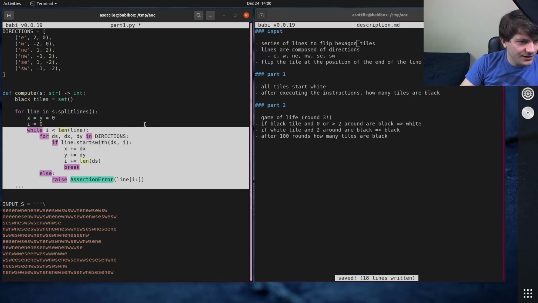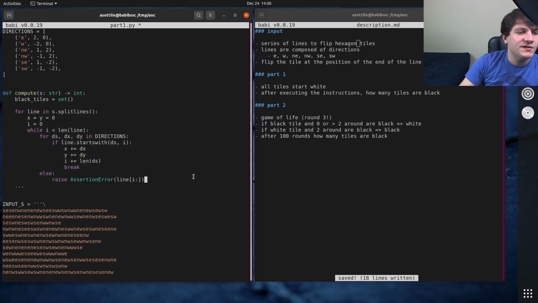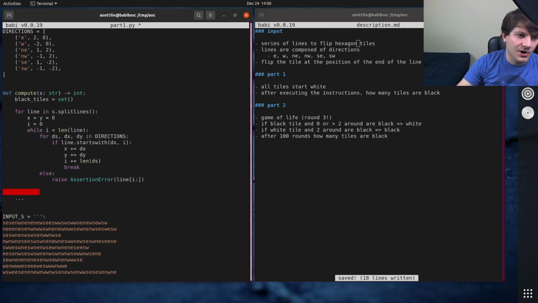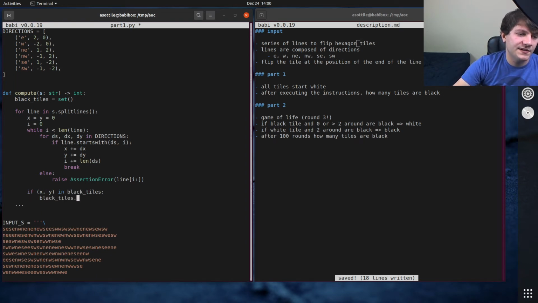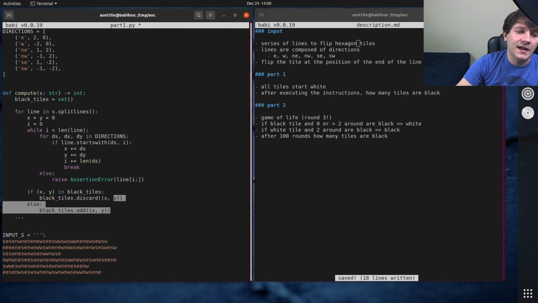Okay, this should move x and y into the right position, and then finally we need to mark that position in our set of black tiles. The way I originally wrote this was to say, if x, y in black tiles, then black tiles.discard x, y, otherwise black tiles.add x, y. So basically this is a toggle here.